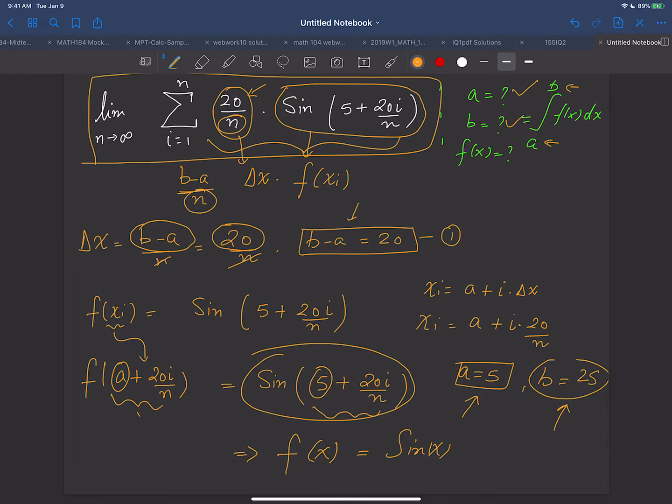If you were given this information to begin with and you were to write a Riemann sum, it should look something like this every time. So now this Riemann sum represents an integral from 5 to 25 of sine x dx. Any questions on this, please?